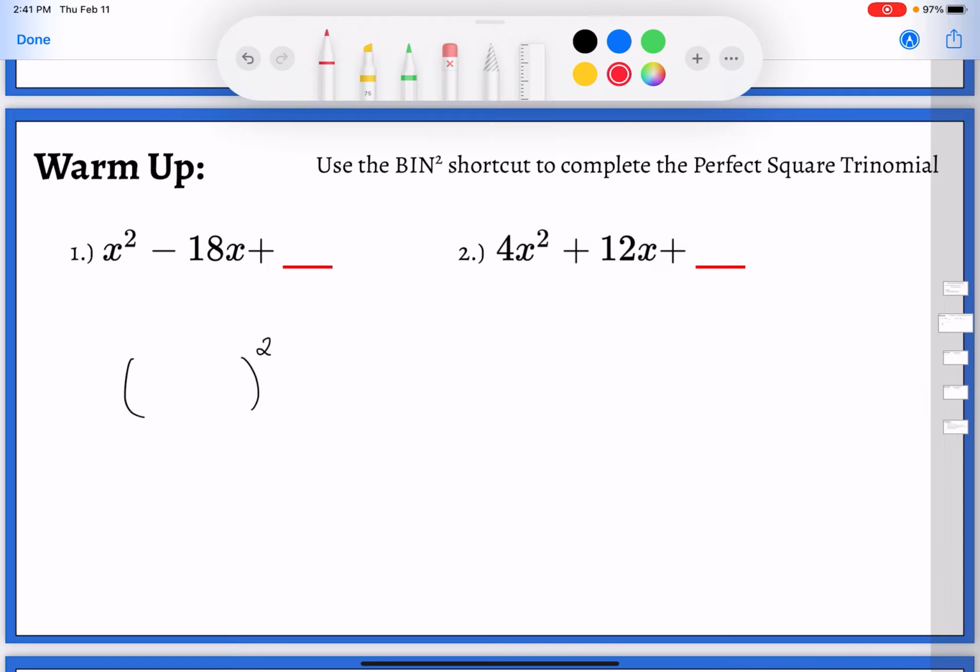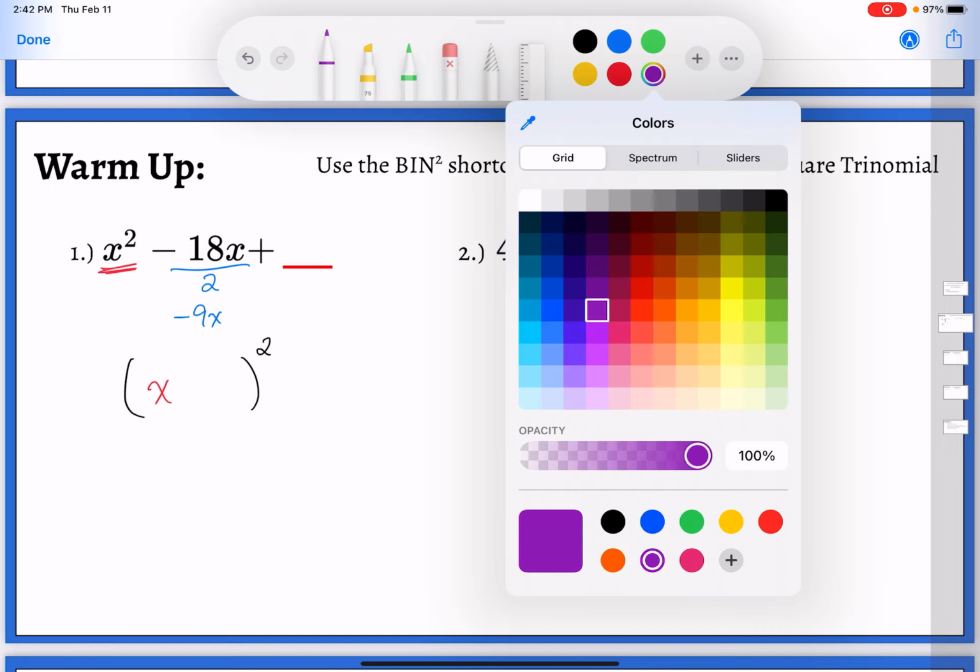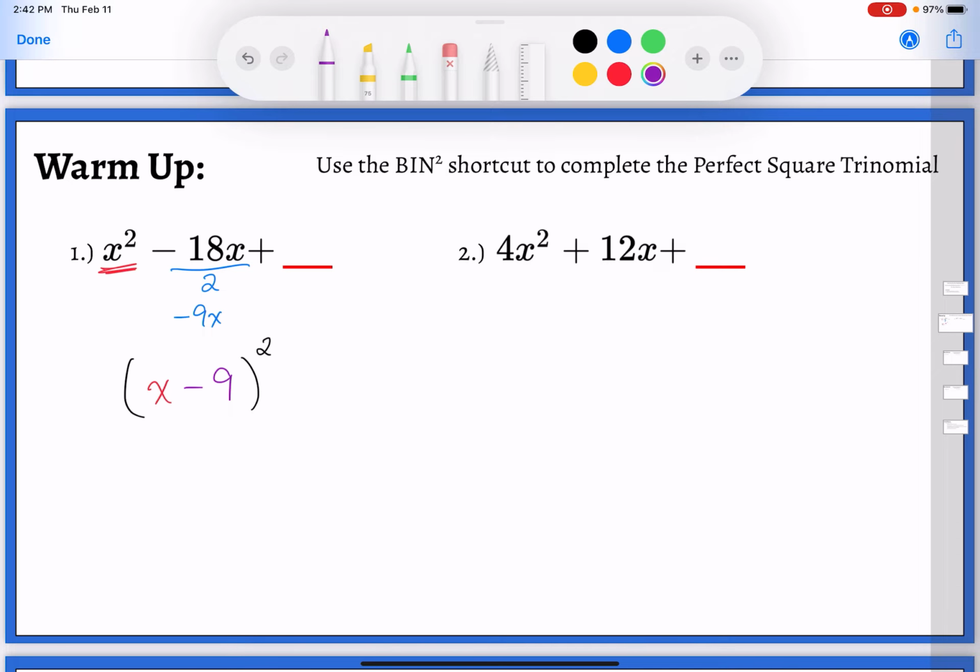We start by saying, all right, what times itself would give me that first term? Since that's x squared, I'm trying to figure out what is a in my parentheses, and that would be x, okay? I take that middle term, I divide it by 2, because since this is 2ab, I want to get rid of that 2, so then I can figure out what is just a times b. Negative 18x divided by 2 is negative 9x. Watch your negatives, right? Okay, so this is now a times b, and I know that a is x. So what times x gives me negative 9x? And the answer is negative 9. So b in my parentheses must be negative 9.